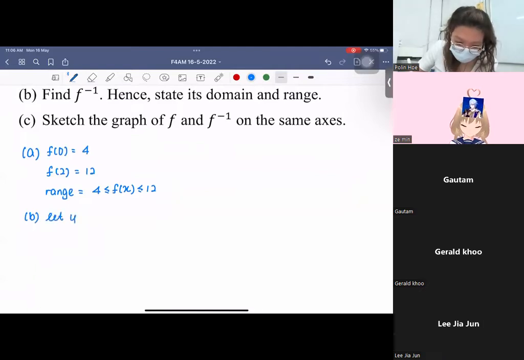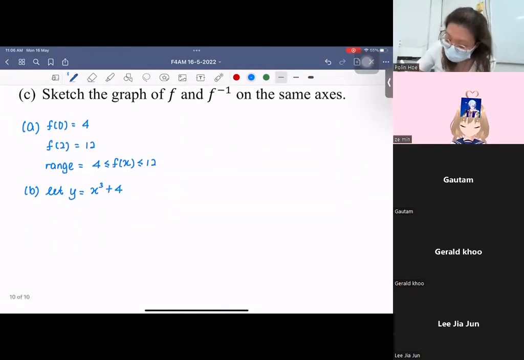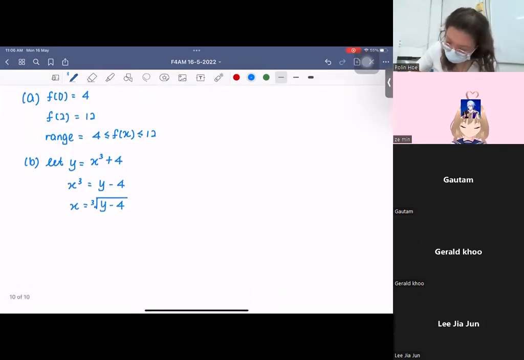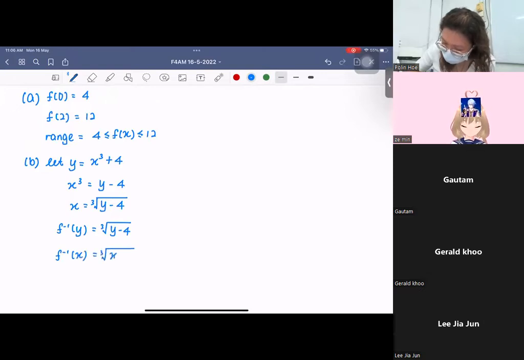Part B, find the inverse. Let y equals x cubed plus 4. You don't cry lah, cube, then you say you don't know how to do. x cubed equals y minus 4. x is equal to the cube root of y minus 4. And this will be my f inverse y. And my f inverse x will be equal to the cube root of x minus 4.